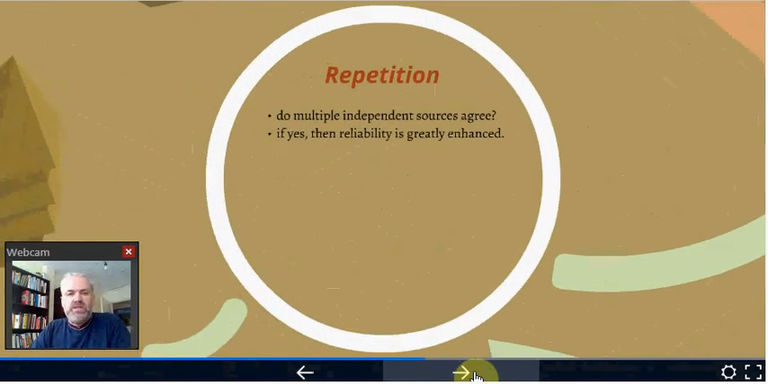So then we come to repetition. This is really simple. Do multiple independent sources agree? If we have two accounts of the Battle of Gaugamela, one from the Greek side, Alexander the Great, and one from the Persian side, Darius, and they both agree on the outcome of the battle, then our reliability, our certainty is greatly enhanced.